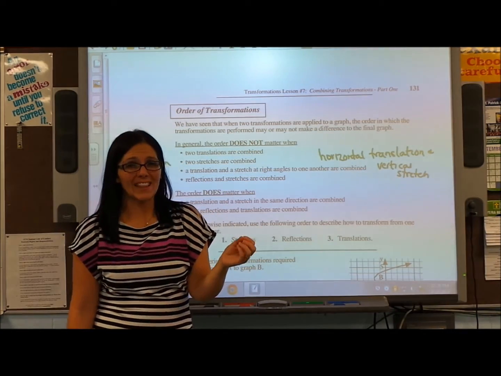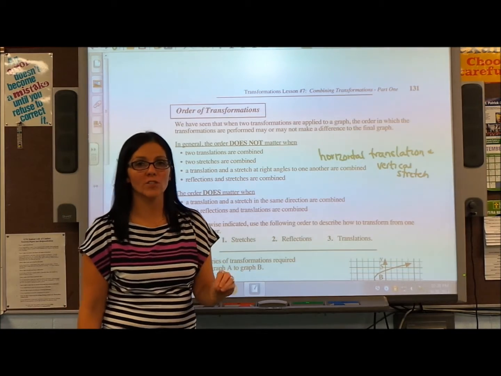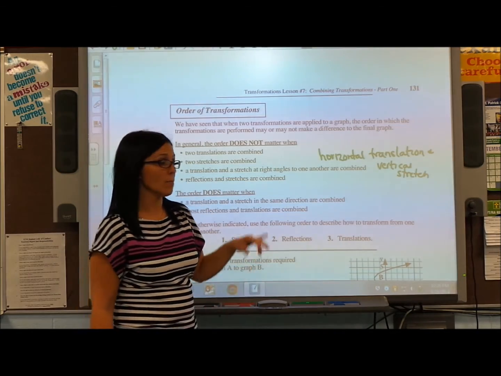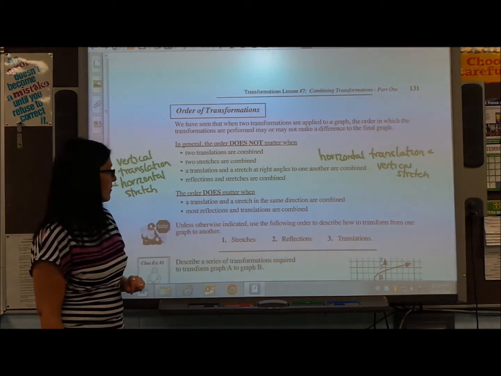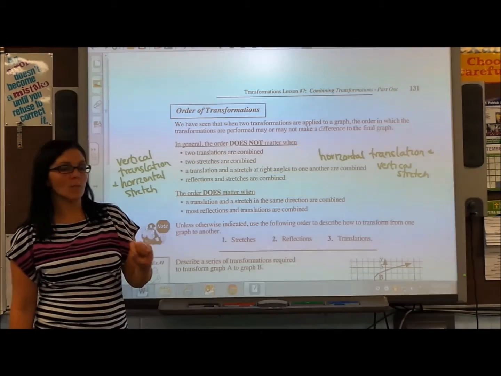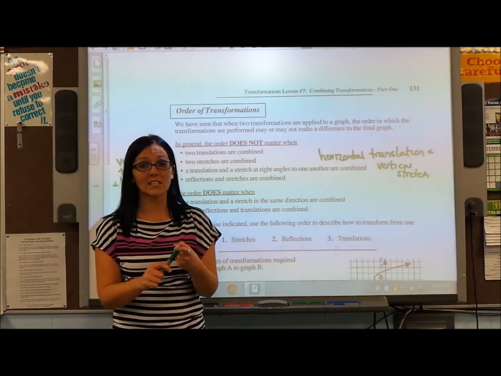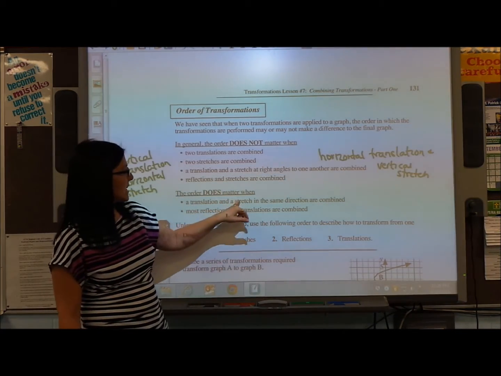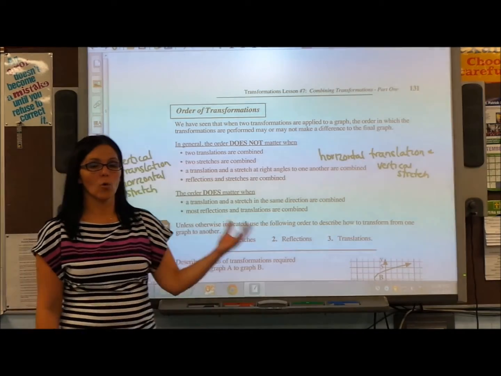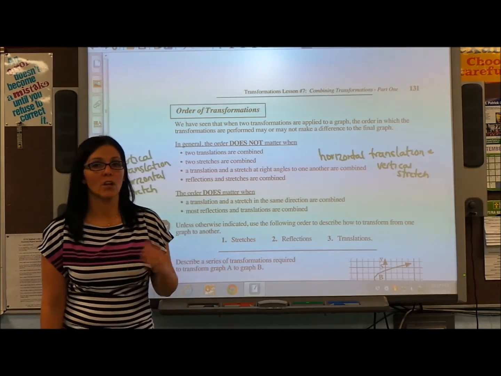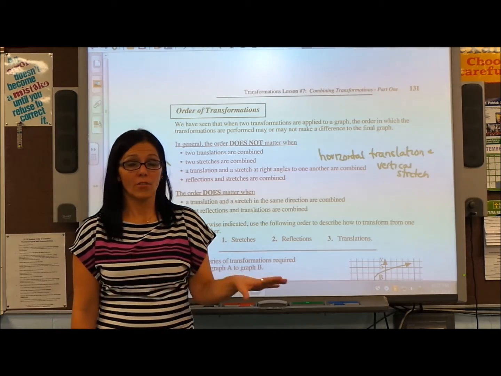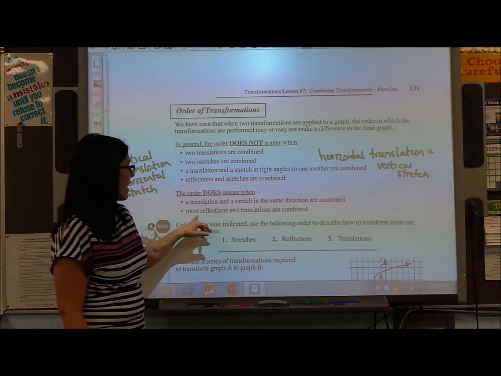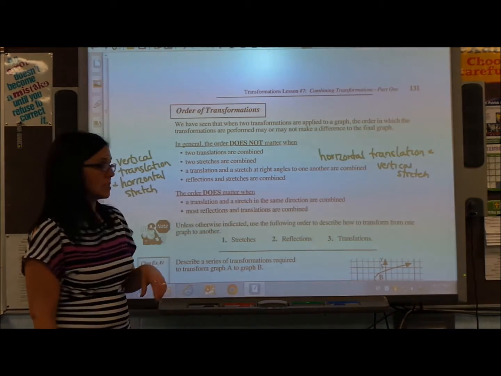Reflections and stretches, we looked at that yesterday when we were looking at our stretch values of a value less than 0. So again, the order doesn't matter. I could reflect then stretch or stretch then reflect. The order does matter when I'm dealing, first of all, with a translation and a stretch, or a translation and a reflection. If the translation and the stretch are in the same direction, a horizontal stretch and a horizontal translation, vertical stretch, vertical translation, the order is important because I'll end up with two different graphs if I don't use the consistent order. And the same thing with reflections and translations.